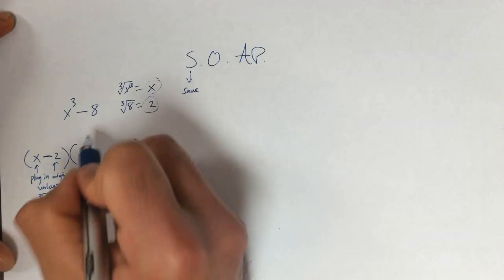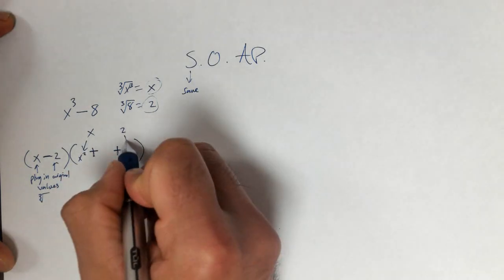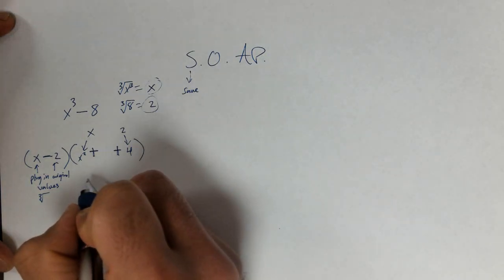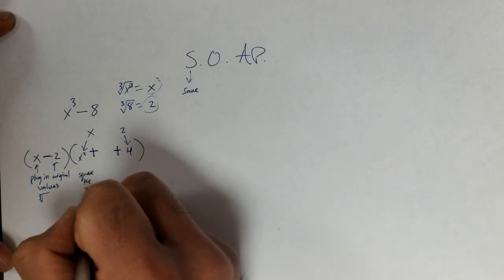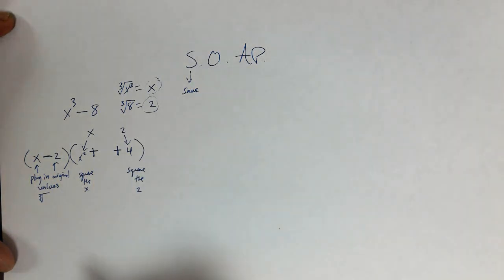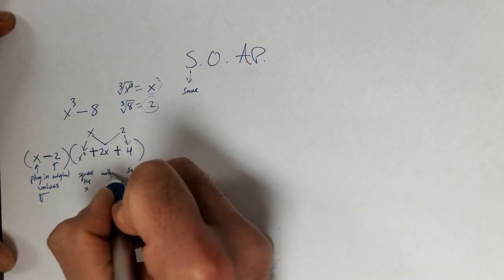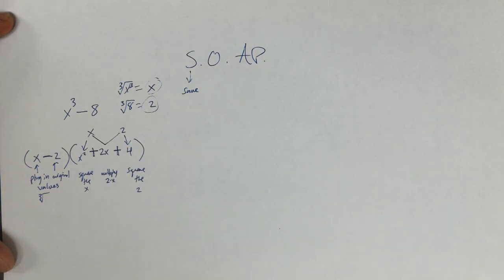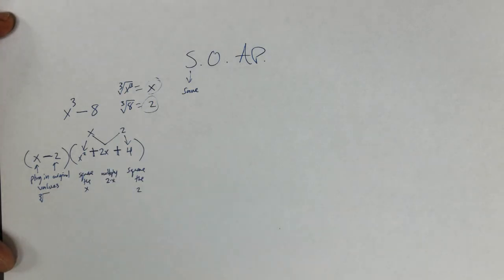And then I square the terms. I have x and I have 2. Square the values. X squared and 2 squared. So here we're going to square the x, square the 2, and then in the middle we're going to multiply them. Multiply 2 times x. That's it. Those are my factors. I have x minus 2 times x squared plus 2x plus 4.